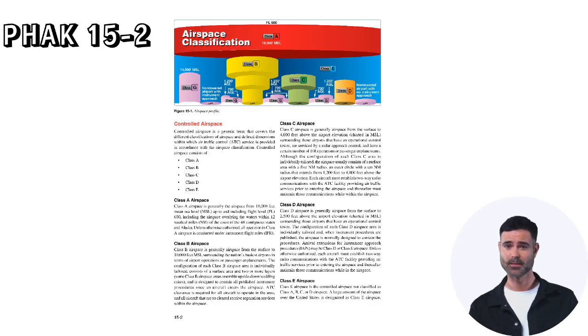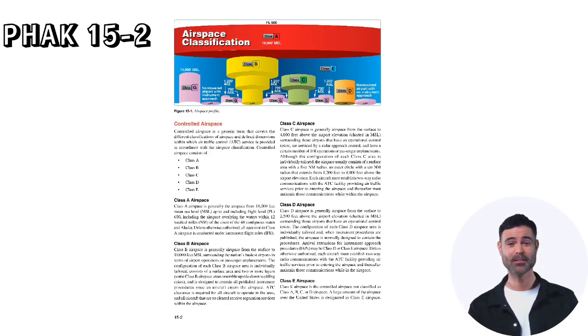Class A airspace. Class A airspace is generally the airspace from 18,000 feet mean sea level (MSL) up to and including flight level (FL) 600, including the airspace overlying the waters within 12 nautical miles (NM) of the coast of the 48 contiguous states and Alaska. Unless otherwise authorized, all operation in Class A airspace is conducted under Instrument Flight Rules (IFR).